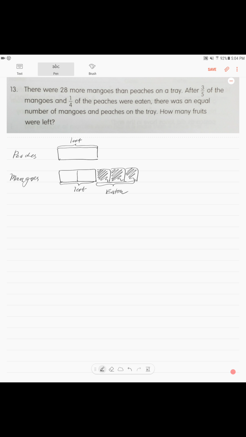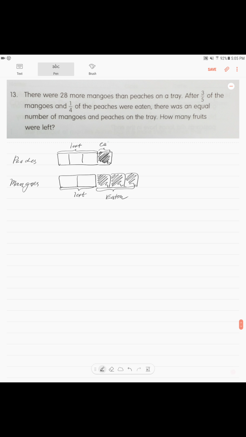Okay. Now what happened with the peaches? With the peaches, 1/4 of the peaches were eaten, so 3/4 are left. This should be 3 units. This should be 1 unit that is eaten. Right? This unit is eaten. Alright? That's it. You draw your model, everything becomes very, very clear, right?